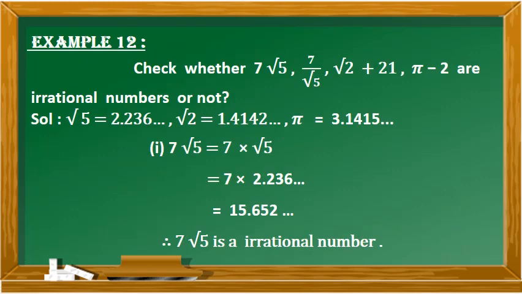We are going to do example sums based on operations of real numbers. The first example is 12. Check whether 7 root 5, 7 by root 5, root 2 plus 21, 5 minus 2 are irrational numbers or not.